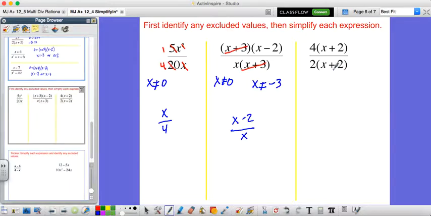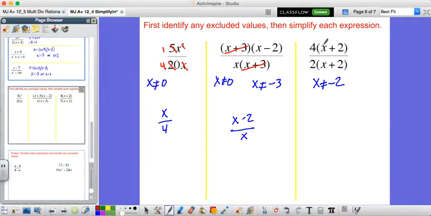All right, one more here. What values of x make this expression undefined? Remember, you're just looking at the denominator. What value of x do you need to plug in to make the whole thing 0? And that would be negative 2. So x can't be negative 2.